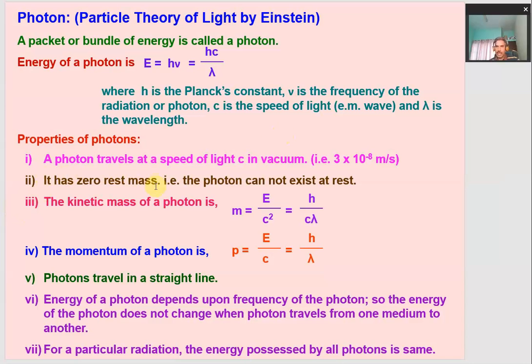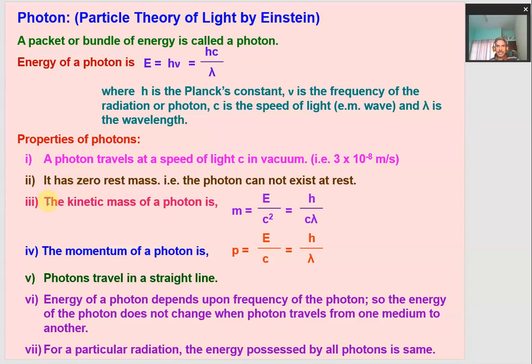So whenever there is light, only then there is a photon, because whenever there is light, it keeps on traveling. So the photon exists while it travels. It has no rest mass, or we can say it has no rest existence.